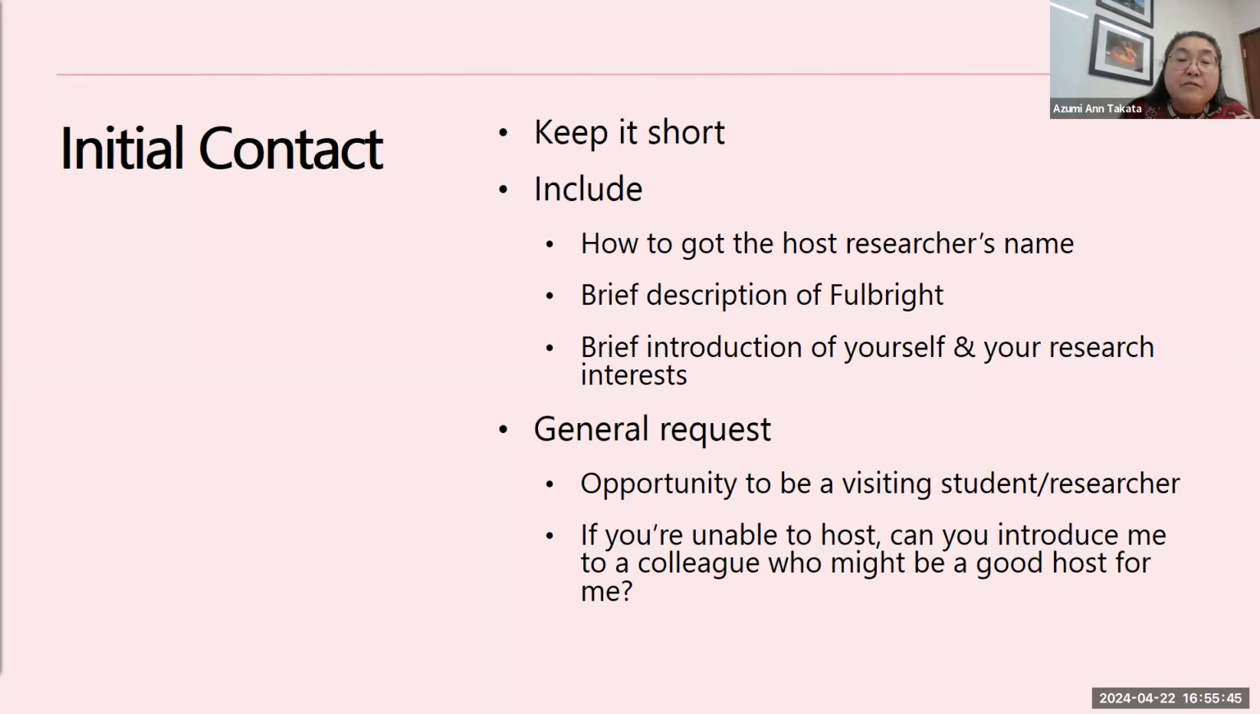Now, if you get a response like, I'm not really available, where I can't really do this, you might want to also mention, if you're unable to host, can you introduce me to somebody else, a colleague of yours who might be a good host for me? That might be another thing that you might want to pursue.